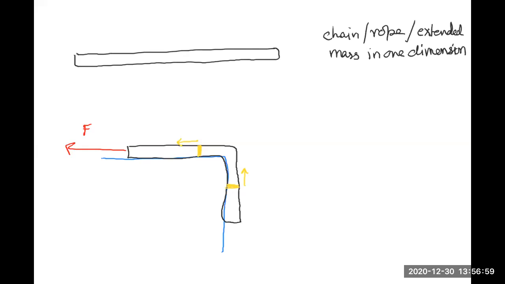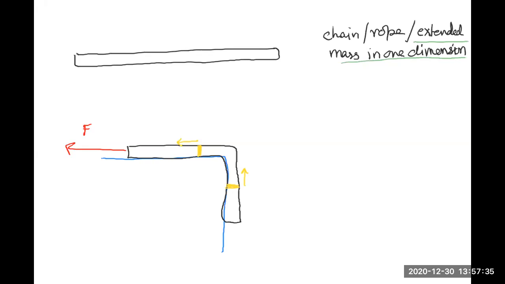Here, if you will notice, I will deal only with chain and rope because these are objects which have mass in one dimension. A block, okay, I will deal with in the next chapter. A sphere, I will deal with in the next chapter because these are objects which have mass spread out in 2 dimensions or 3 dimensions. Okay.